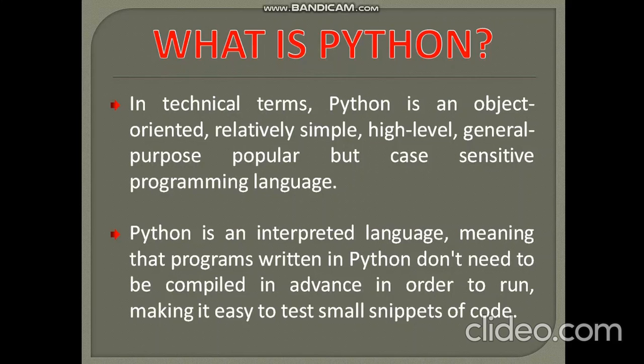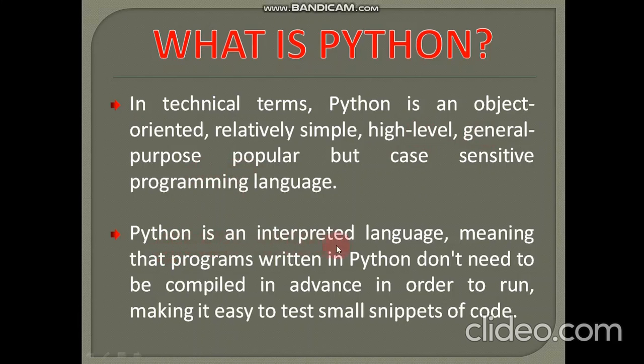First of all, what is Python? In technical terms, Python is an object-oriented, relatively simple, high-level, general-purpose, popular but case-sensitive programming language. Dear students, Python is one of the easiest languages among all the languages, which is written in a high-level language, and it is used for general-purpose programming.